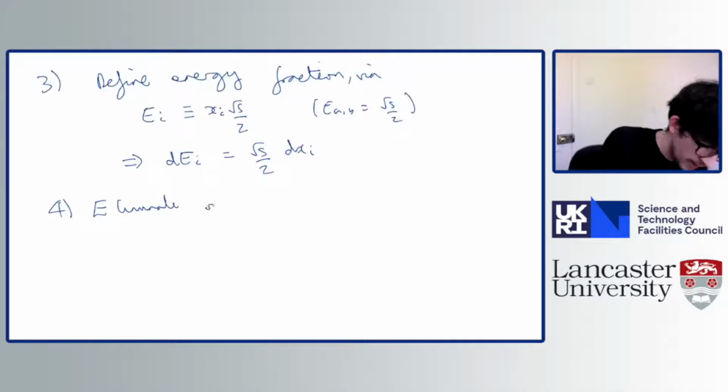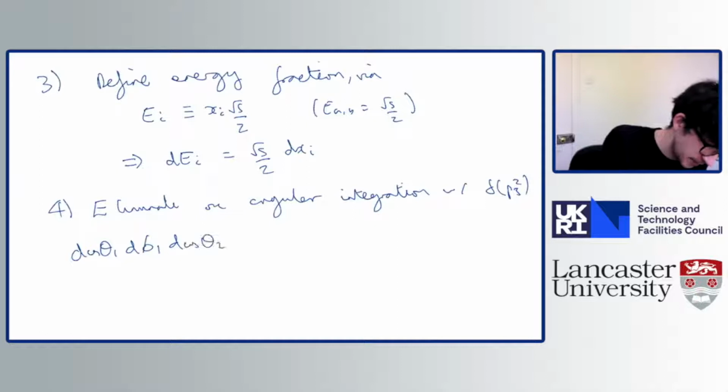So we eliminate one of our angular integrals. We've got 4 of them, 2 phi's and 2 cos thetas. So we can eliminate one angular integration with the delta of P3 squared. And so something like this, a little bit schematic, but we're going to have something like that, over the quark and the anti-quark.